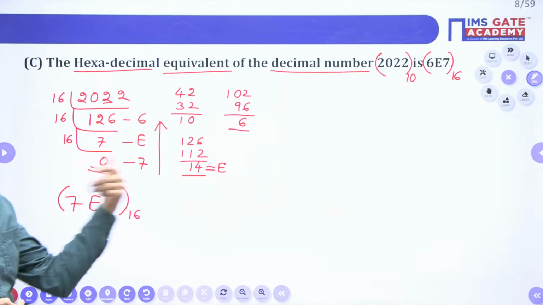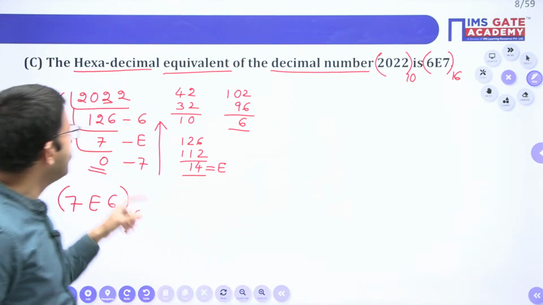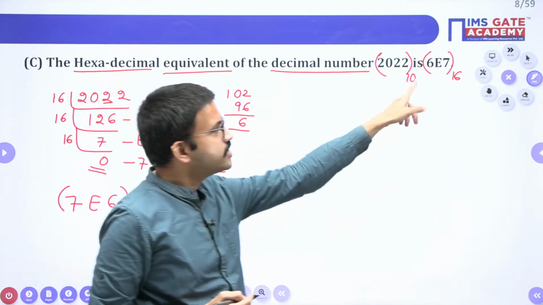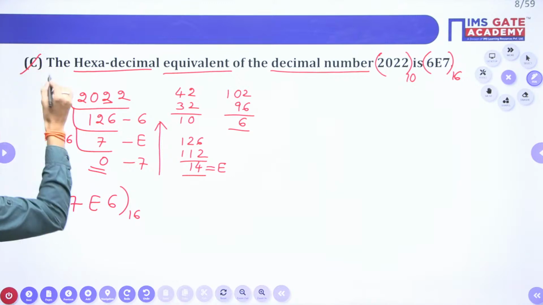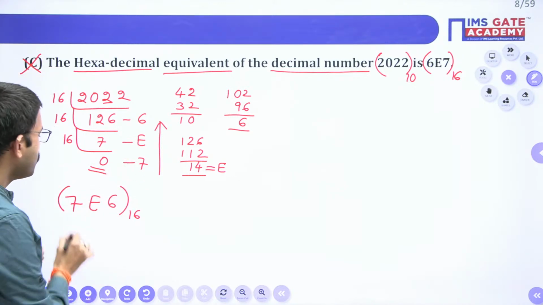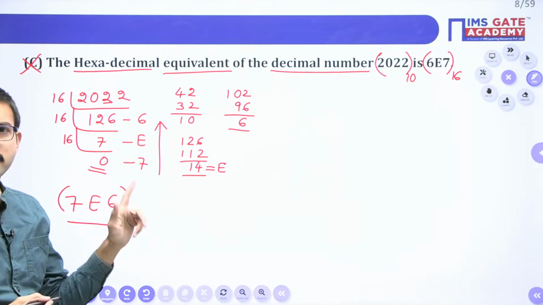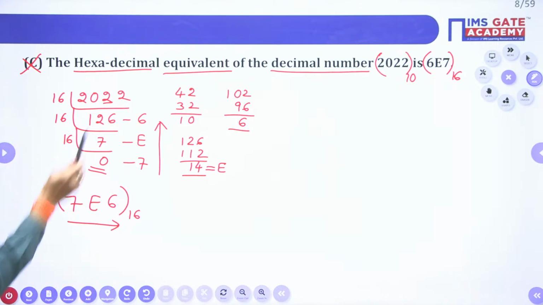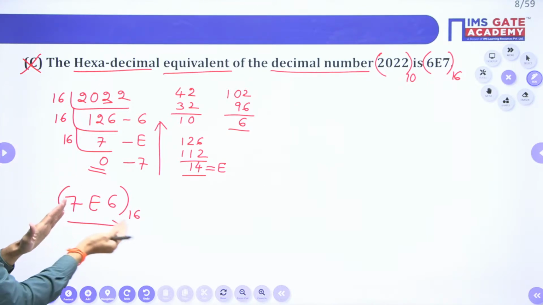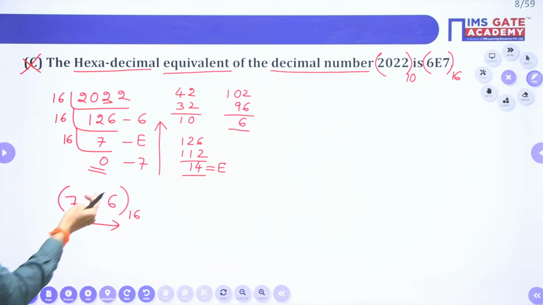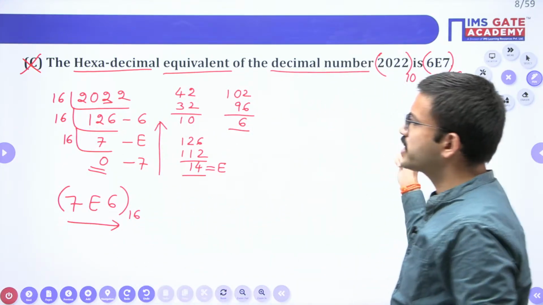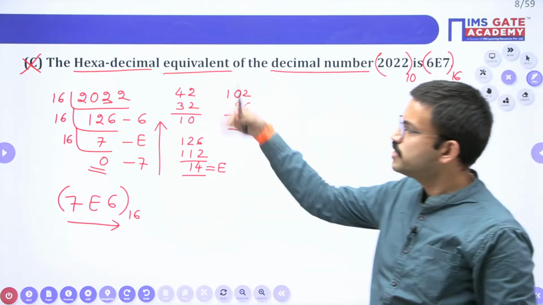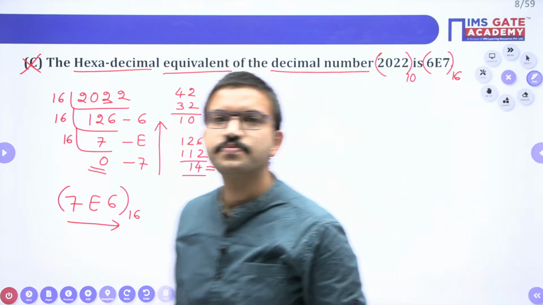But in general, in the exam, students in a hurry, they will consider 6E7. Because of that, here also in the option they have mentioned 6E7, but that is not correct. Whatever the remainders you are getting, you have to consider in the reverse order, right? So that's why here option C is not correct. In the similar way, you can convert this hexadecimal into decimal by placing the positional weights in powers of 16. Is it clear for everyone regarding decimal to hexadecimal? And similarly hexadecimal to decimal if you want to convert back.